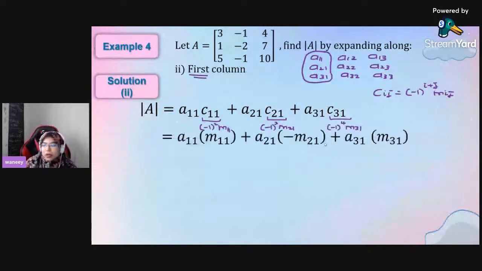Okay, so simplify them a little bit. So we have A11 multiply with M11, A21 multiply with the negative of M21 plus A31, M31. Now we're going to substitute the value for the A, value for the M. The value for the A: A11 is 3, A21 is 1, A31 is 5. And then what is M11? M11 is basically the determinant after you delete first row, first column. So delete first row, first column.